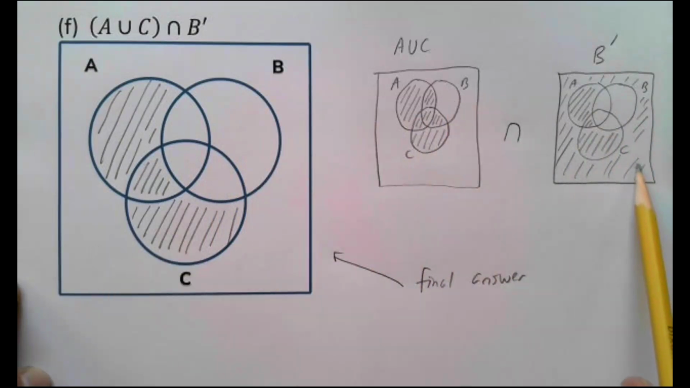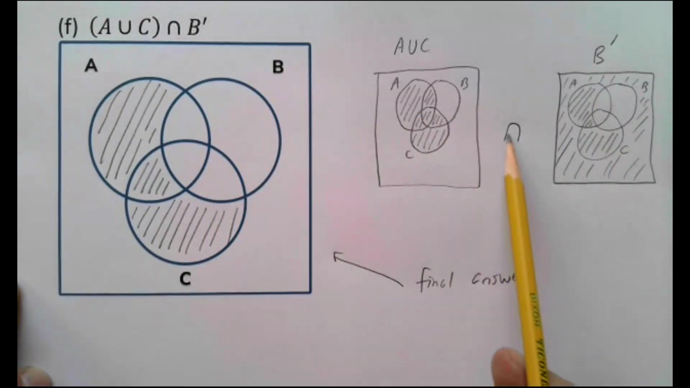How about the outside part? The outside part is shaded in this picture, but it's not shaded in this picture, so it doesn't get into my intersection. It's not going to be in my final answer. I think we do have the final answer there. We're done.